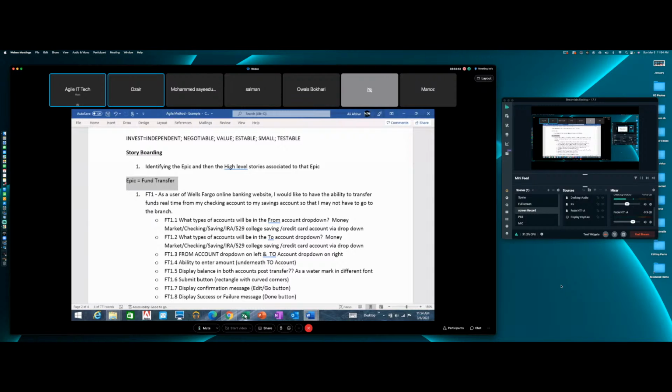Yes. All right. A user story should be written with 3 W's. The first W is who, the second W is what, the third W is why. Who, what, and why. So you see, this is our first story, and they've given it a story identifier as FT1. That is the unique identifier for this story. And the first sentence here says, as a user of Wells Fargo online banking website.